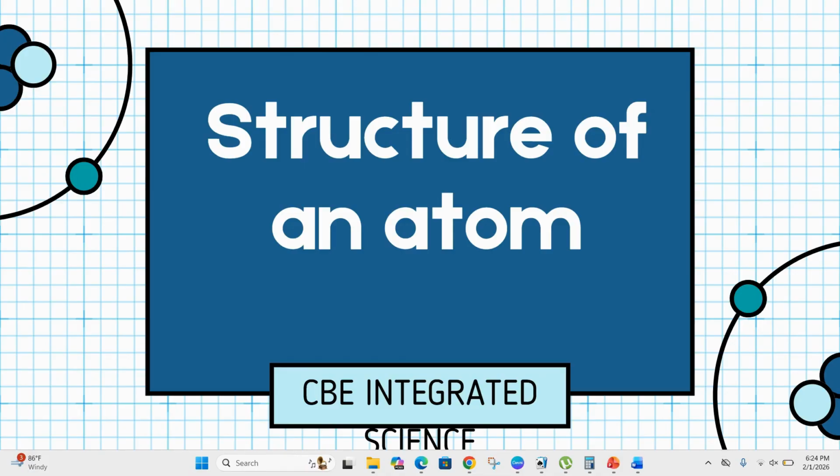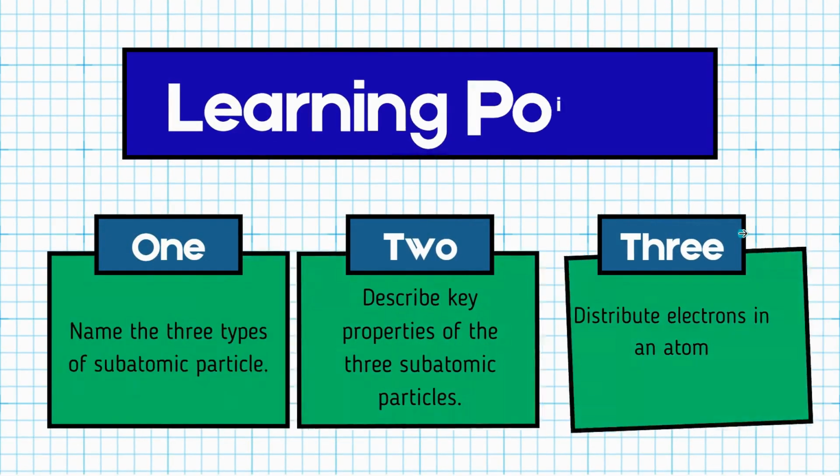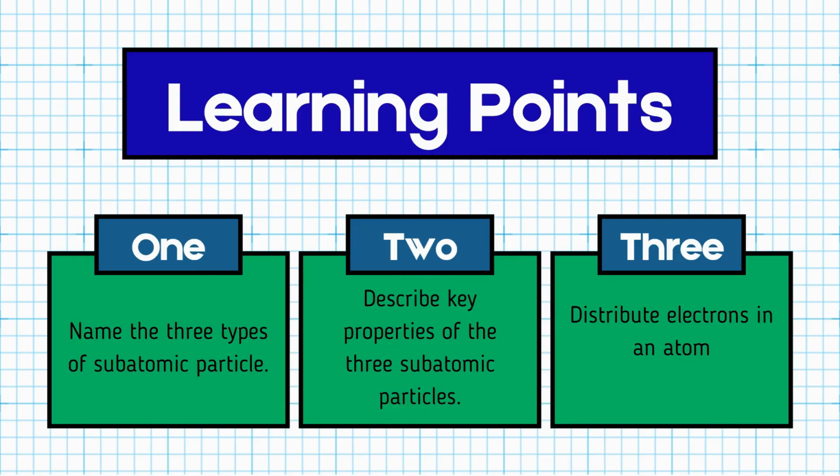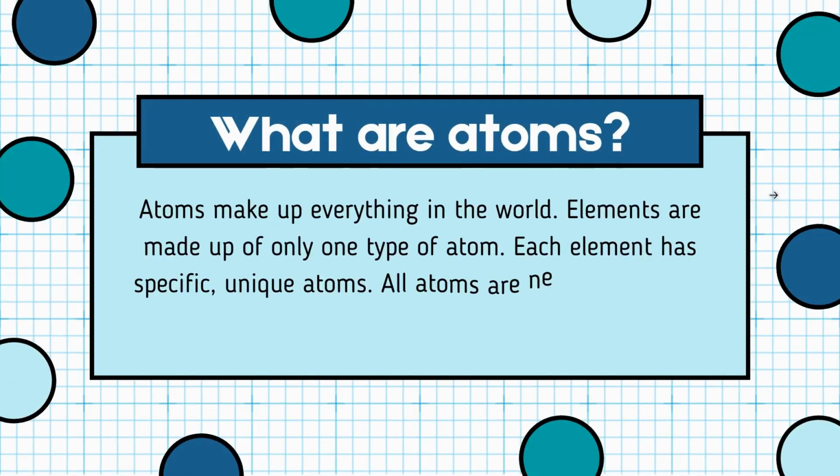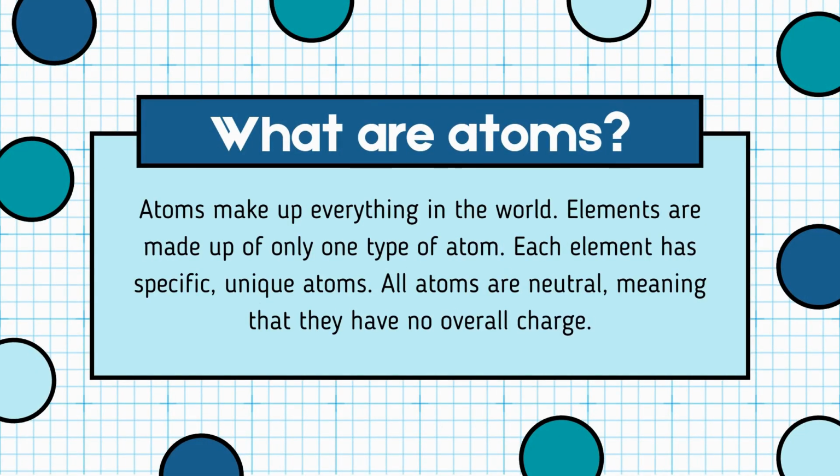Today, I'm going to take you through the structure of an atom, which is a substrate in grade 8 science. In this video, we're going to learn about the three subatomic particles we find in an atom, their properties, and how we're going to be distributing electrons in an atom. So, first, let's ask ourselves, what is an atom?